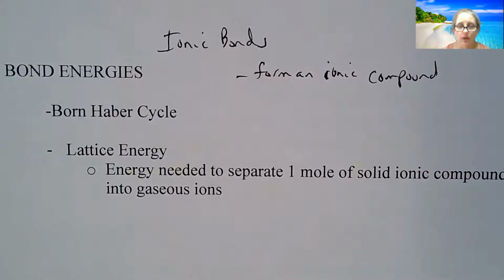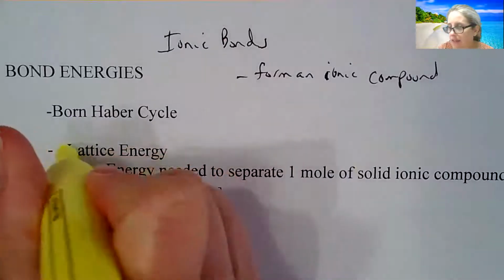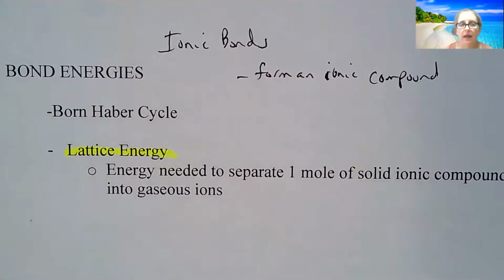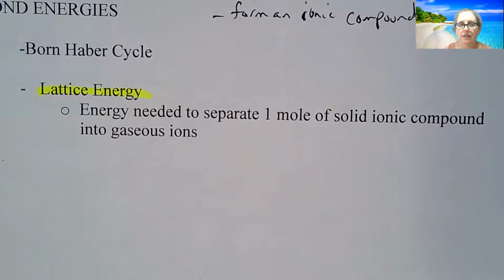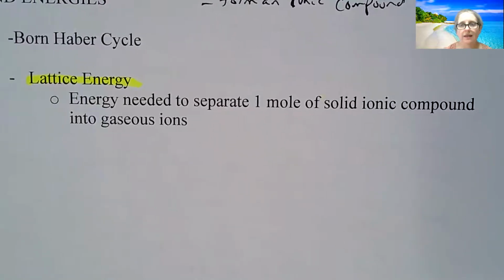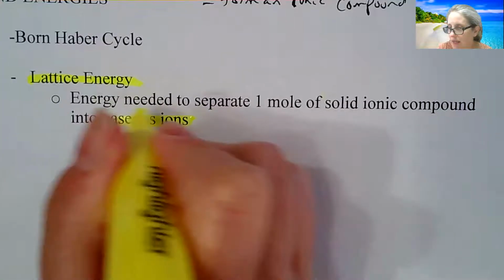So what we're going to talk about is something called the Born-Haber cycle that details out step by step where that energy comes from and all of the different components that have to take place. So the first definition that's going to be new is what we call lattice energy. And lattice energy is the energy needed to separate 1 mole of a solid ionic compound into its gaseous ions, okay?